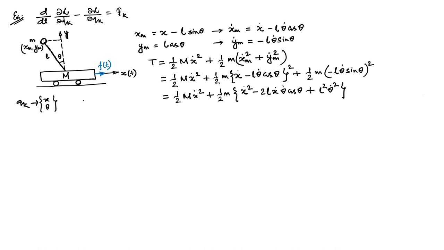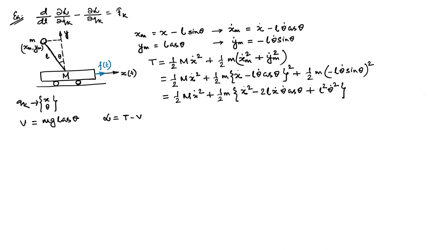What about potential energy? V is equal to m g and then obviously l cos theta. There will be no change of the position of capital M from the datum. So, only the potential energy will have contribution from the bob, and then we can define the Lagrangian, that is T minus V.